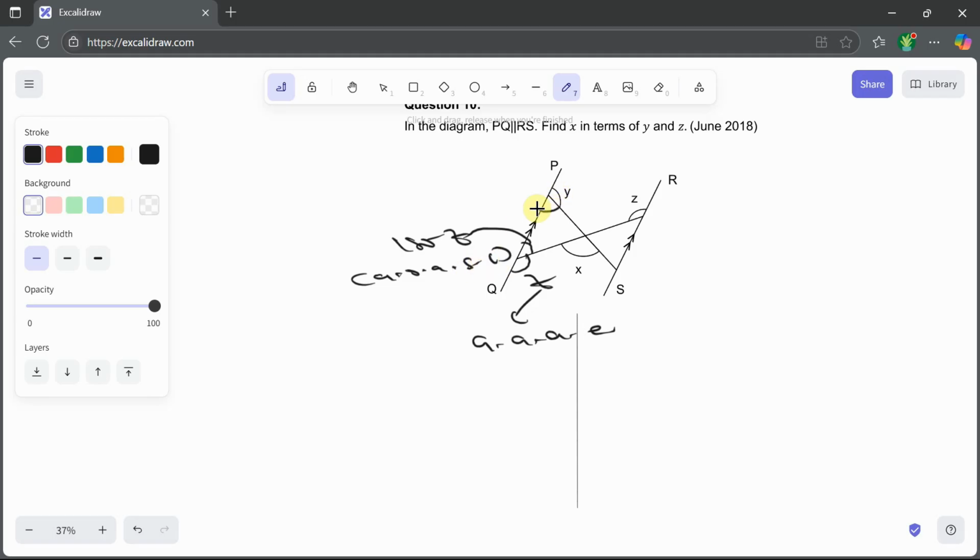This guy here is going to be 180 minus y because of its what? Angle on a straight line. And this guy here is going to be what? 180 minus x because it's a what? Angle on a straight line, right? This guy plus this guy must give me 180.